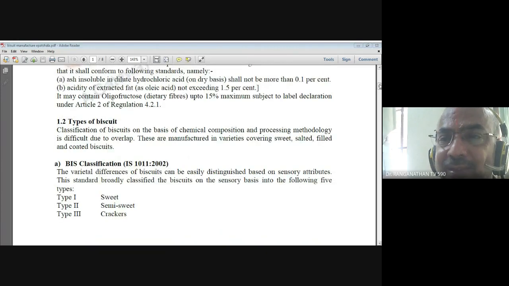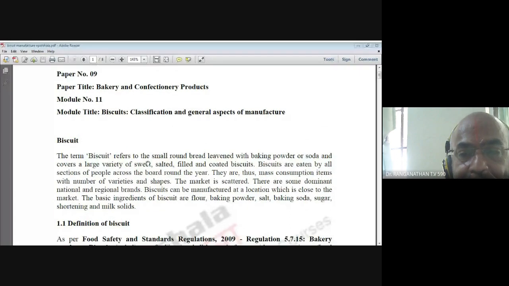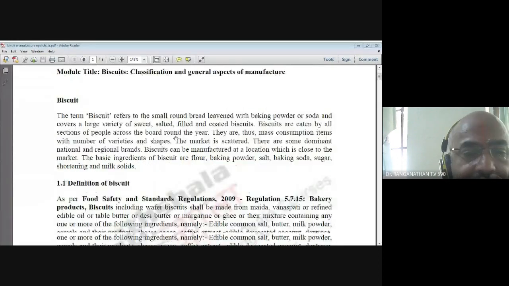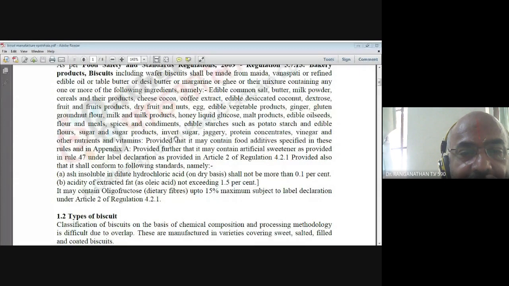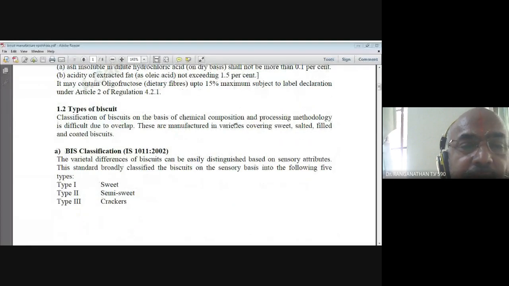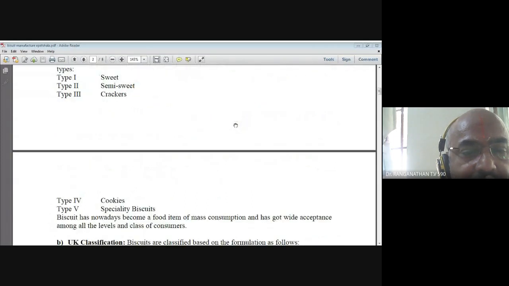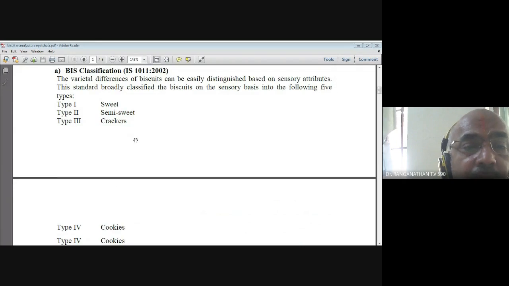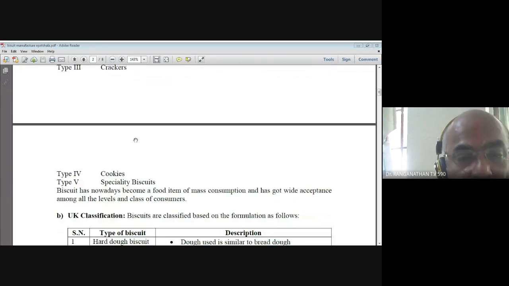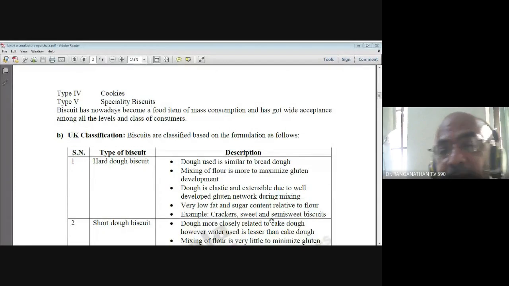So, just as a recap, right? Biscuits, I think I've already told. According to the BIS classification, you have sweet, semi-sweet, crackers, cookies, and specialty biscuits. Now I think I already told you, cookies are those which have a higher amount of fat. Now the UK classification is hard dough biscuit, which I think I already told you.